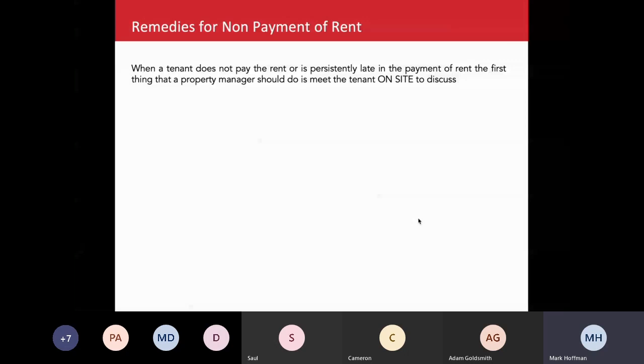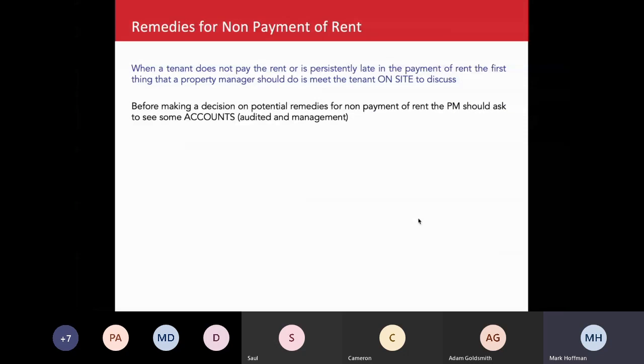If we're unable to do that, then we will look to make communication with them either via telephone or email. Now, we talk about covenant strength of tenants. Here you have a situation where a tenant hasn't paid their rent. Okay, it happens. But before making a decision on potential remedies for non-payment of rent, the property manager should ask to see some accounts. Why?